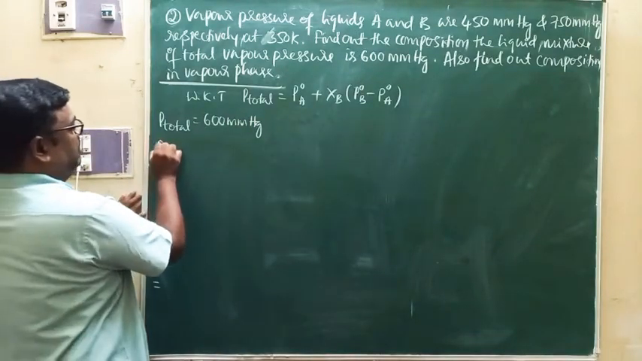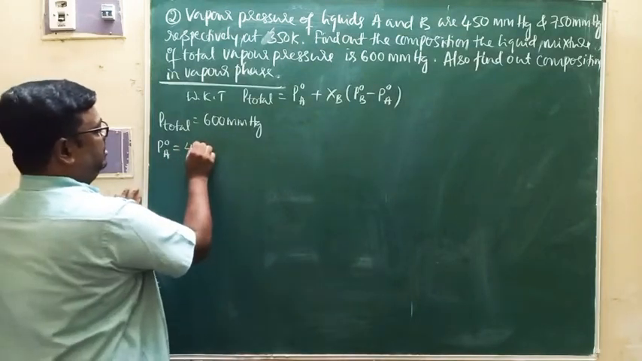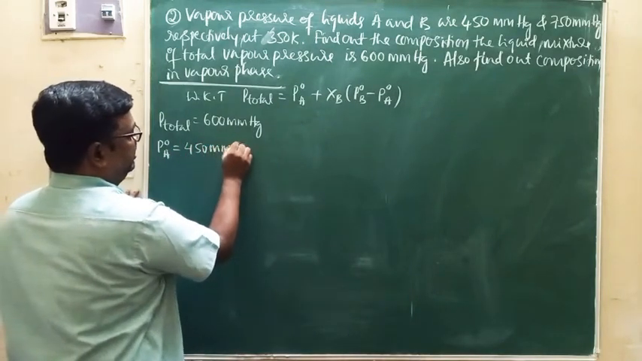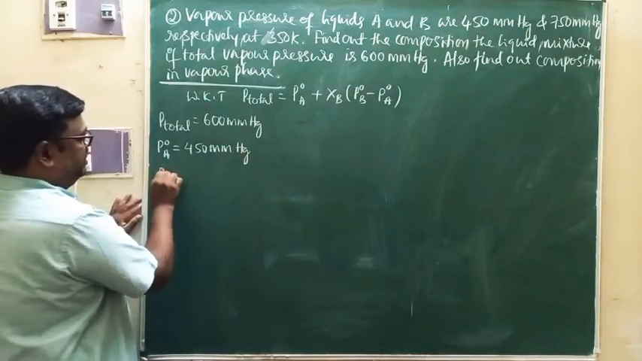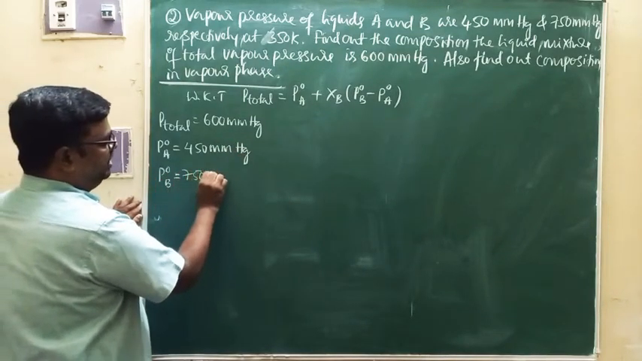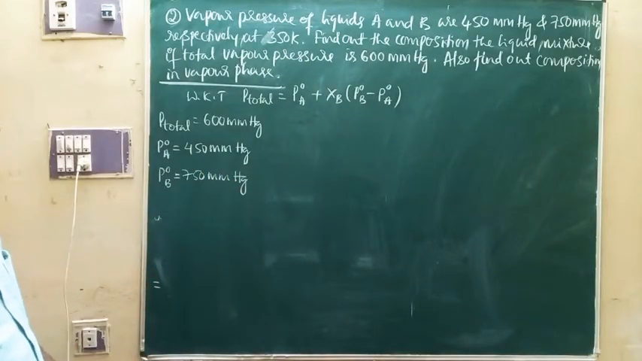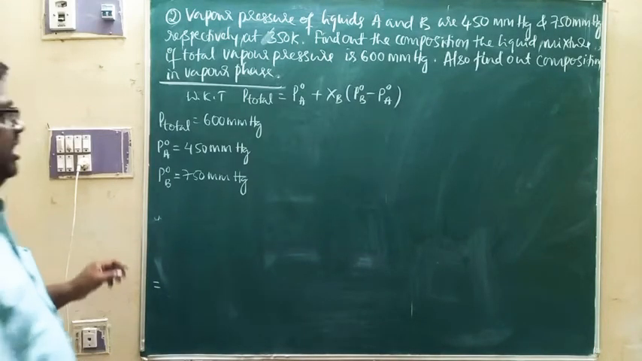Vapor pressure of the solution is given as 600 millimeters of mercury. And the vapor pressure of pure component A is given, 450 millimeters of mercury. And the vapor pressure of pure component B is also given, 750 millimeters of mercury. These are the three pieces of information given. On the basis of that, I can calculate XB.